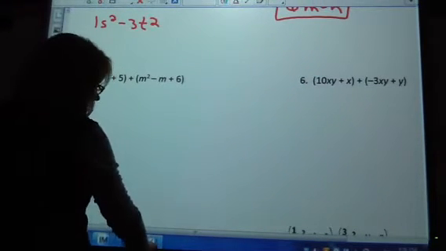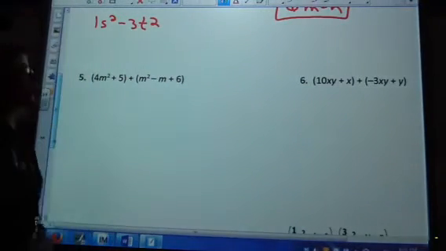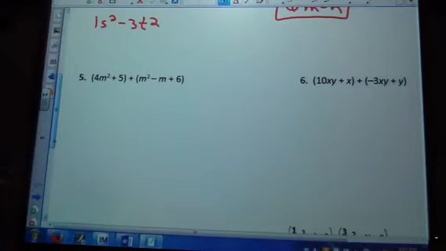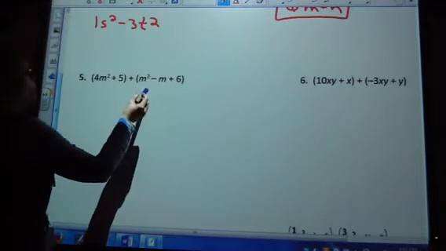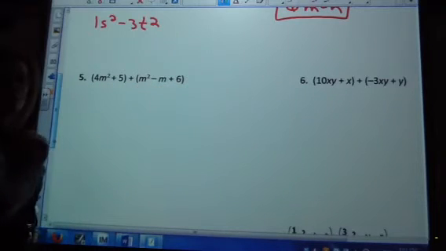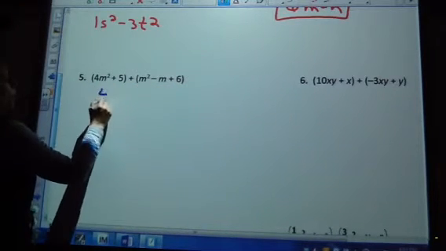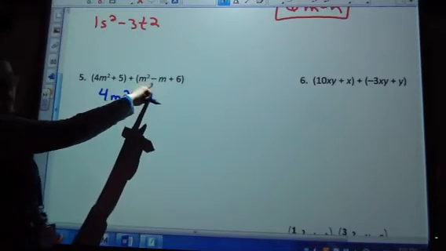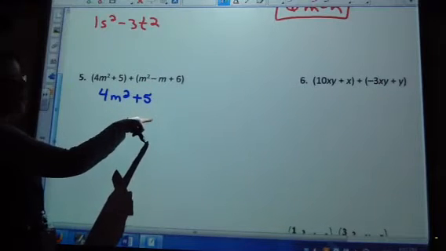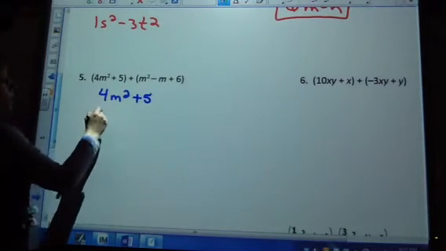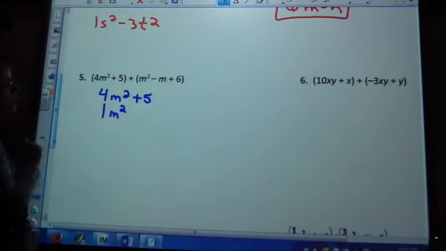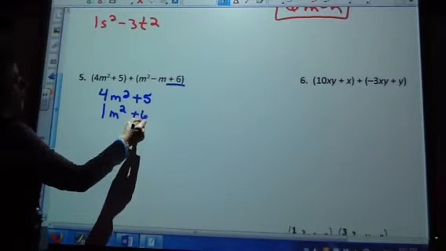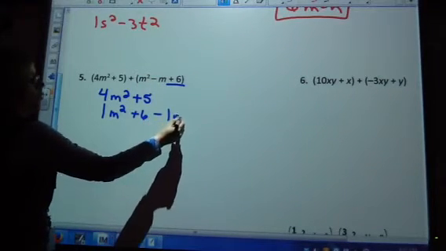Alright, now what we're going to do is start adding. This is a binomial and a trinomial. So when you add your binomial and trinomials, you can still underline like terms, or you can do something called stacking, okay? So if I have 4m squared plus 5 as my binomial, when I stack my trinomial, I can line up my like terms. So my m squared goes with my 4m squared. I'm going to go ahead and put that coefficient 1. My positive 6 goes with my constant, positive 5. And then out by itself, I have a minus 1m.